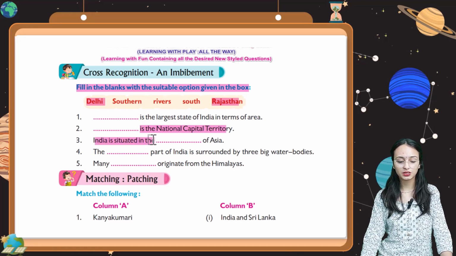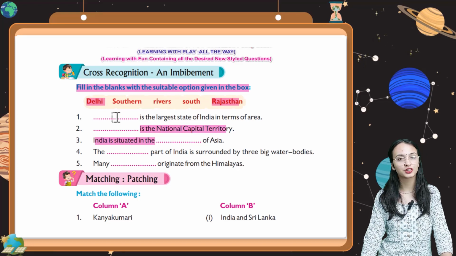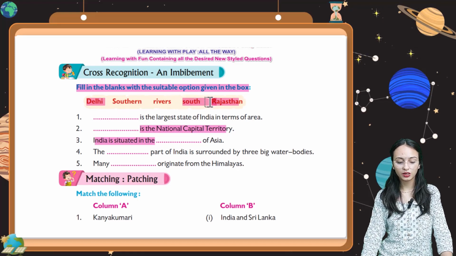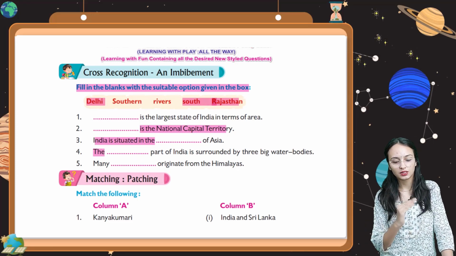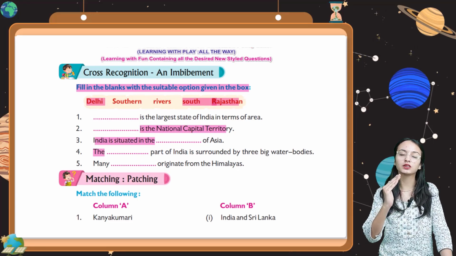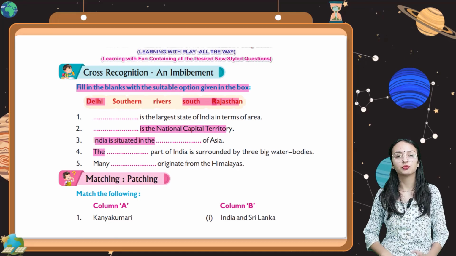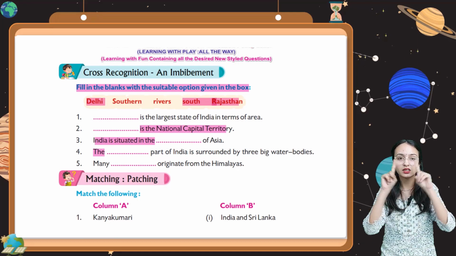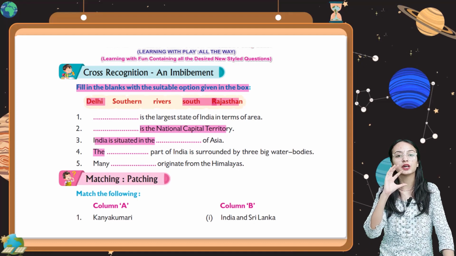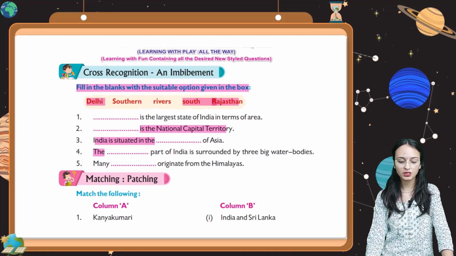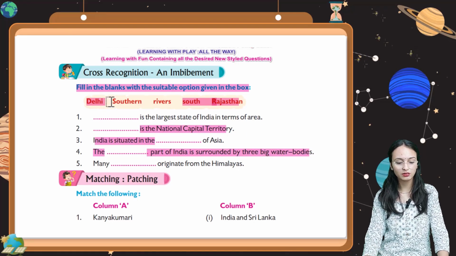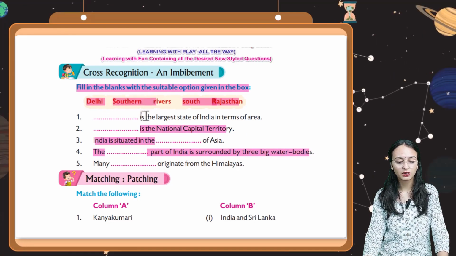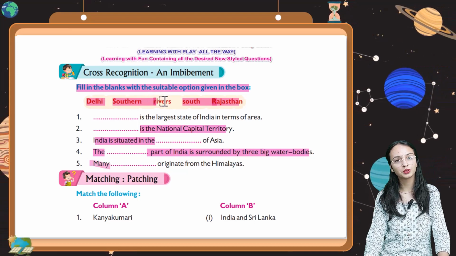India is situated in the south of Asia. That's correct. To understand geography better, you must refer to maps. So when I'm saying it is situated in the south of Asia, you must go to the Atlas, visit the Asian continent and there try to map India. That way you will understand it better. The southern part of India is surrounded by 3 water bodies. It is, of course, the southern part. Many rivers originate from the Himalayas.